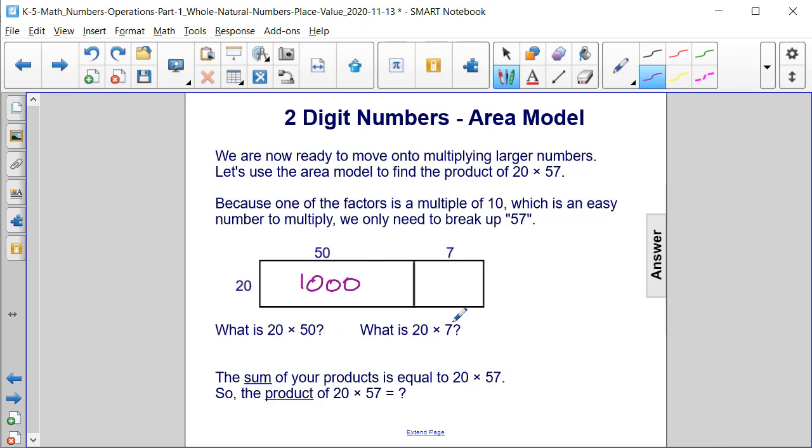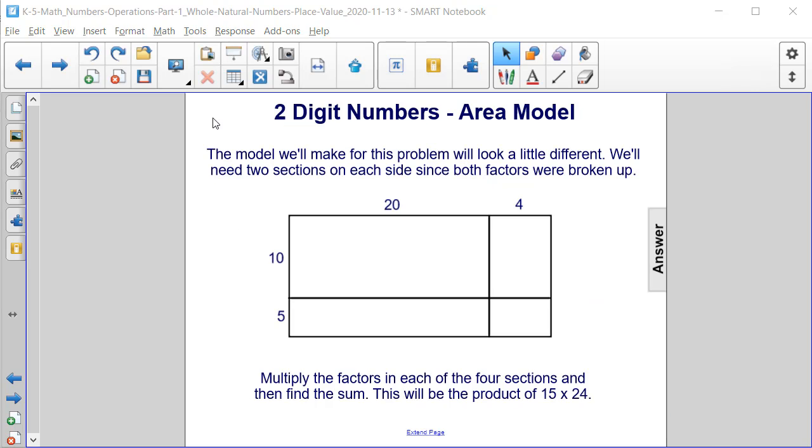And then what is 20 times 7? It's going to end up being 140. And then the sum of our two products, 1,000 plus 140, will end up being 1,140. So therefore, that is the product of 20 and 57. It's 1,140.